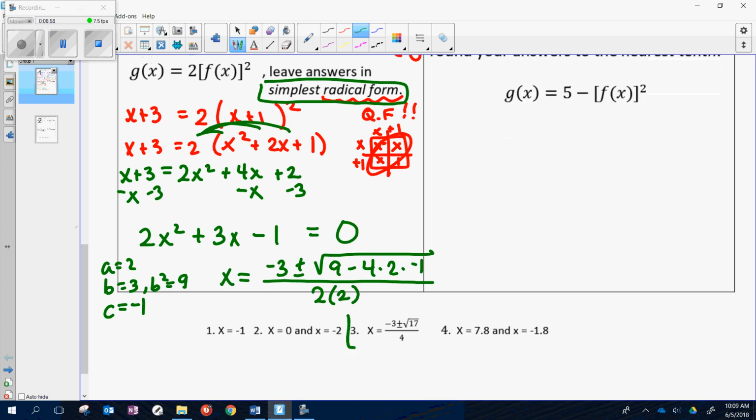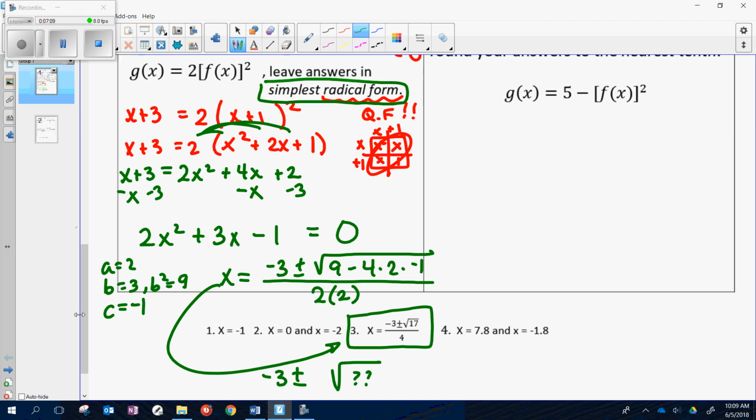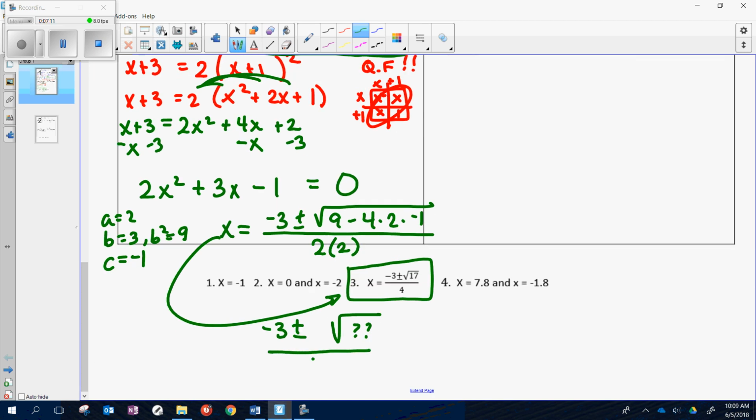Answers down at the bottom of the paper. See if you can take it to that point. Looks like the next thing you'll need is the number underneath your square root, all over 4. And that's all you're going to need to finish it up. I guess it's a 17.